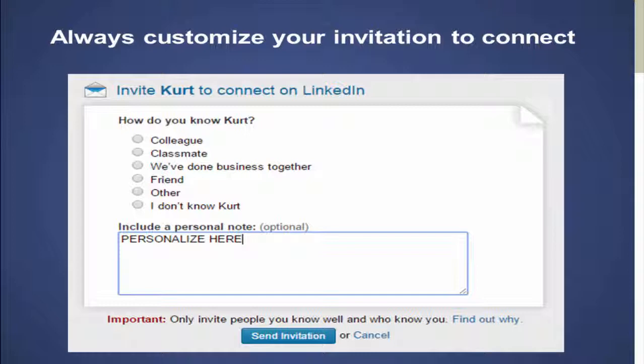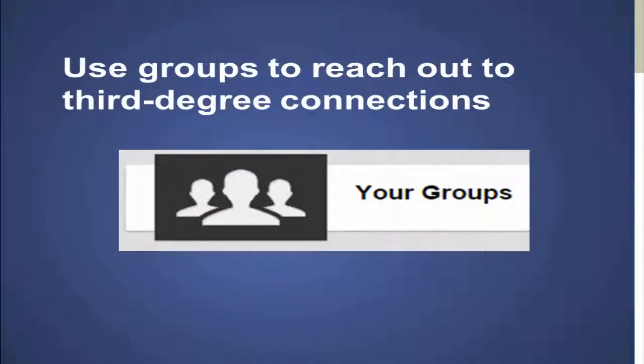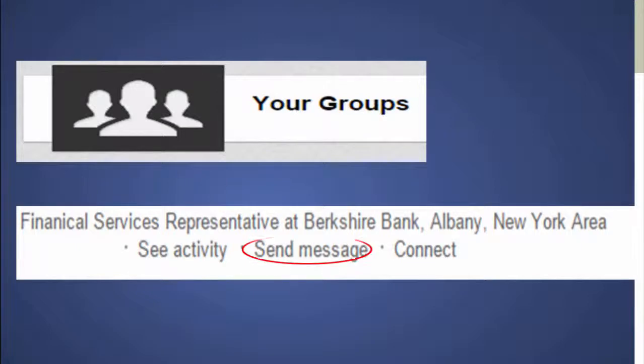Well, what about third degree connections? Is it possible to connect with them? Of course it is. My favorite way is groups. So join a group that your third degree connection is already a member of. And once you're there, you can go to the members tab and then message your third degree connection directly. Isn't that awesome? That's my favorite one.